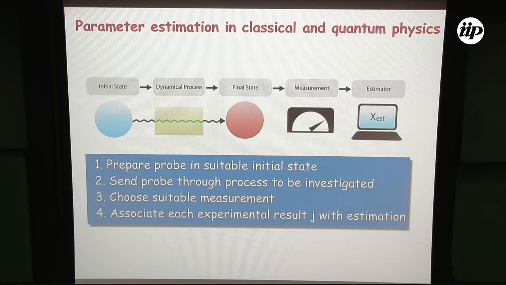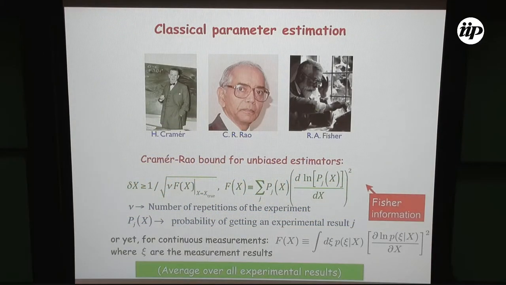Now, this field owes a lot to these three guys, Kramer, Rao, and Fisher. In fact, Kramer and Rao showed that the uncertainty in the estimation of some parameter x is bounded below by this expression, where nu is the number of repetitions of the experiment, and F(x) is the Fisher information, which is defined by this expression here.